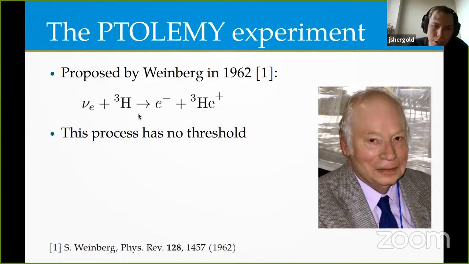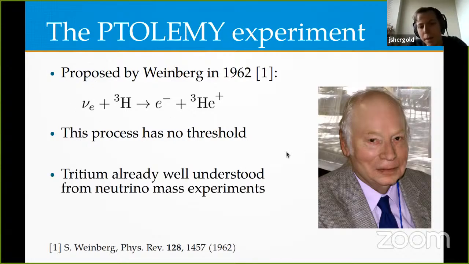Importantly, this process has got no threshold whatsoever. Because tritium is a natural beta decayer, you can move this neutrino to the right-hand side and have a beta decay process, so you can capture a neutrino of any energy, which is very, very nice. And what's nice particularly about tritium is it's already pretty well understood from neutrino mass experiments. So we've been doing this kind of experiment for a very long time. The KATRIN experiment, which people may well be familiar with, which aims to measure the neutrino mass, uses tritium.